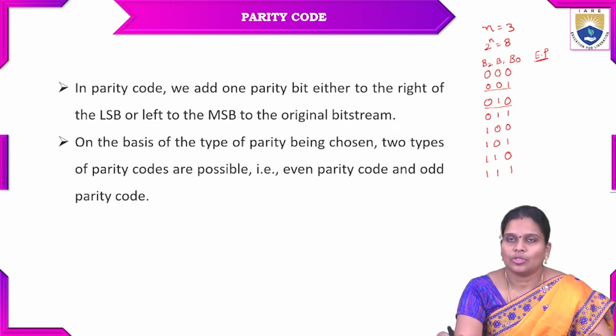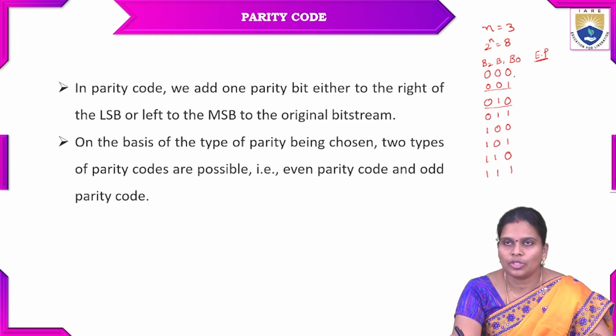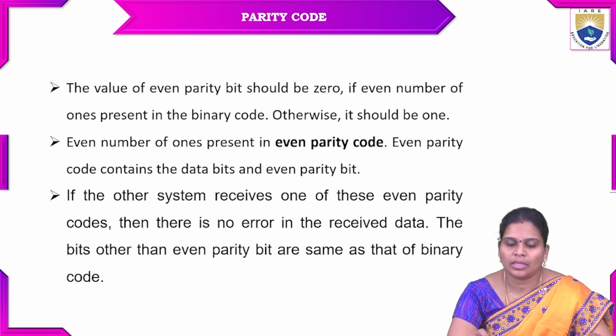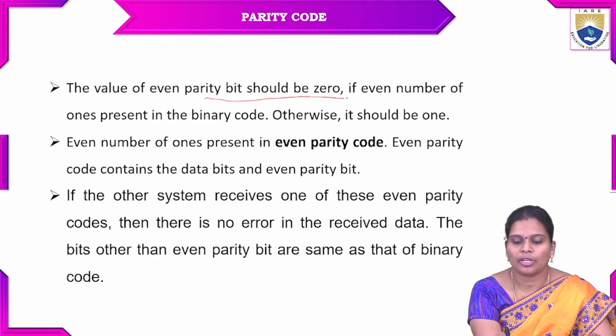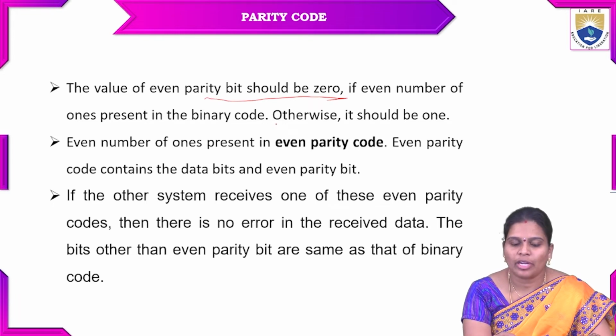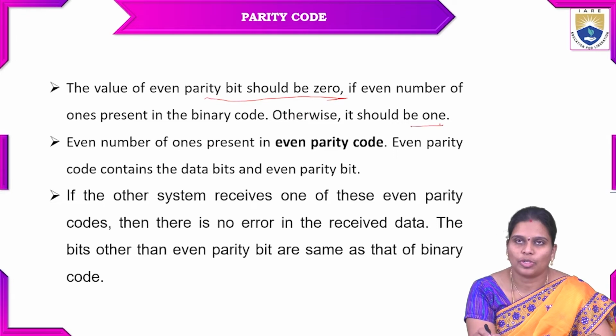So here 0 0 0 has no ones. Based on this point, the value of the even parity bit should be 0 if an even number of ones is present in the binary code. So whenever the data has an even number of ones, the even parity should be 0, otherwise it should be 1.